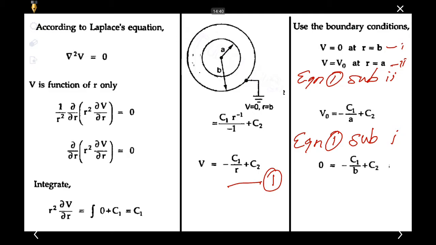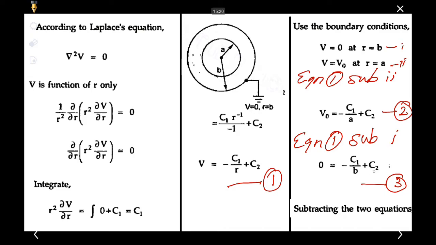Now, after applying the boundary conditions, we will take this as equation 2 and this as equation 3. Now we have to solve equations 2 and 3 and find the values of C1 and C2. To find this, first we will subtract equation 2 from equation 3. So what will we get? 0 minus V0 is equal to minus C1 by B plus C2 minus (minus C1 by A plus C2).